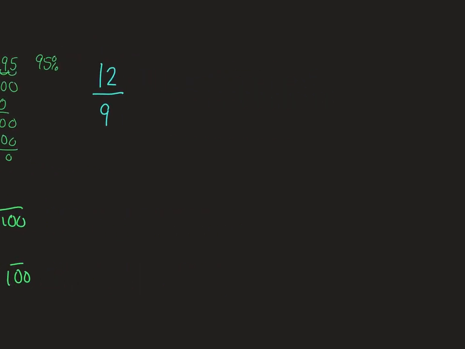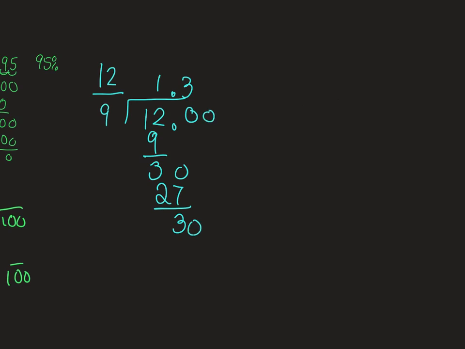What if we start with an improper fraction like 12 over 9? Let's say you got some bonus on a test. Well, I'm still going to divide. This time 9 goes into 12 once. And now I add my decimal and my 0. 9 went into 30 3 times, which was 27. Add another 0. It's going to be 3 again.